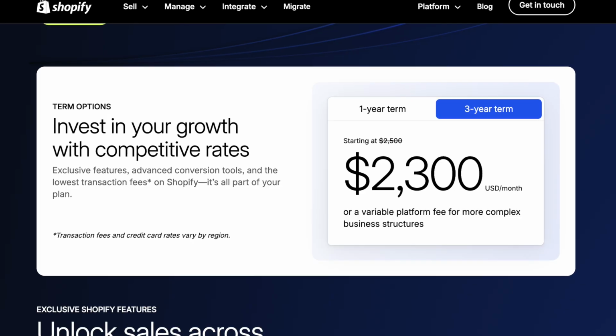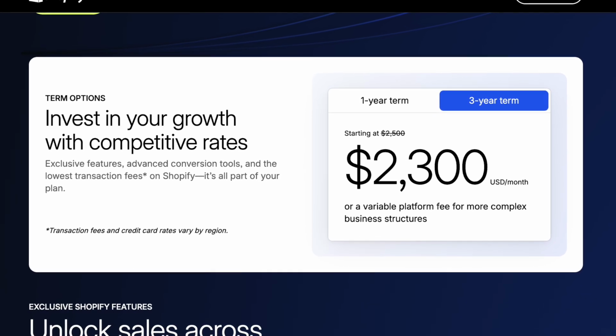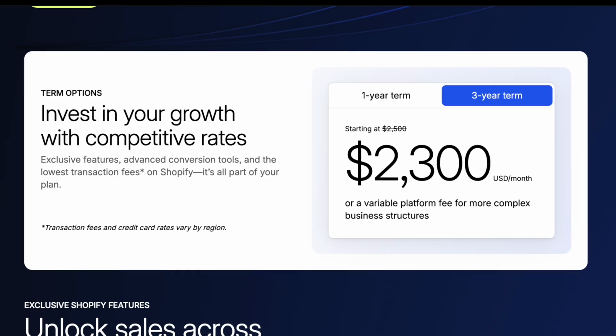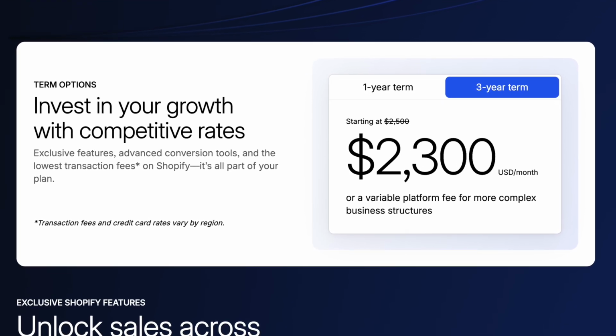The downside is the price. Shopify Plus costs at least $2,300 per month. This is very expensive and puts the plan beyond the reach of most merchants.